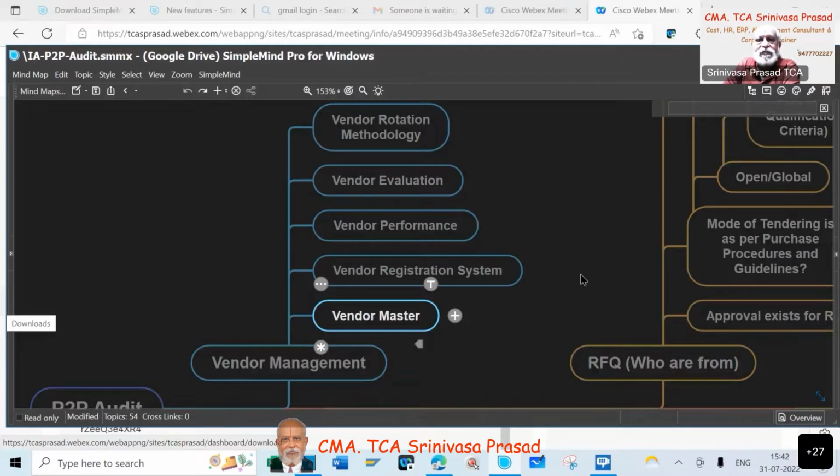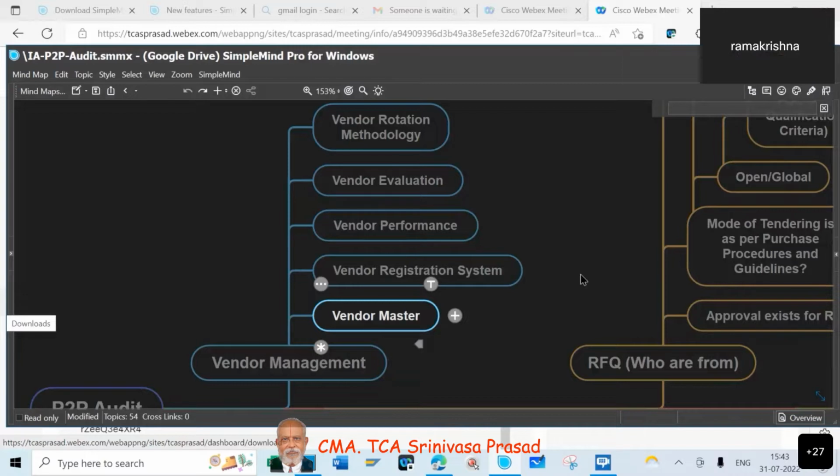Yes, sir. That is the reason they are suggesting that in the vendor master itself, they put this MSME so that we can retrieve the MSME. The due dates also we can put, 45 days due date. It will reflect, it will pop up, and that avoids the penalty.